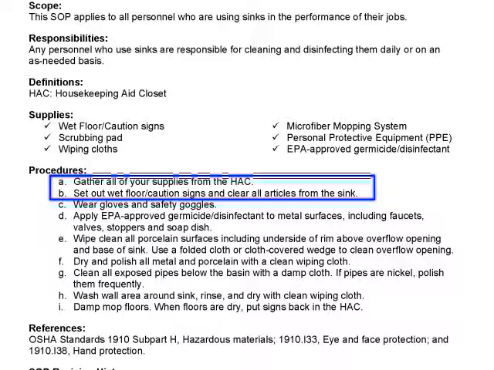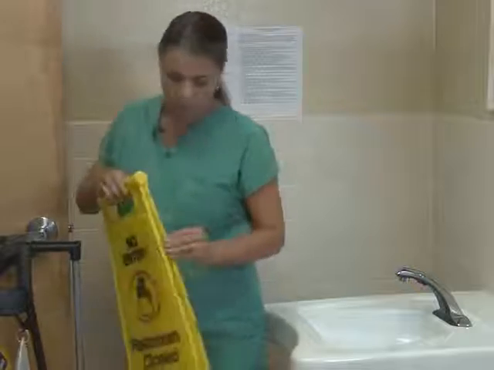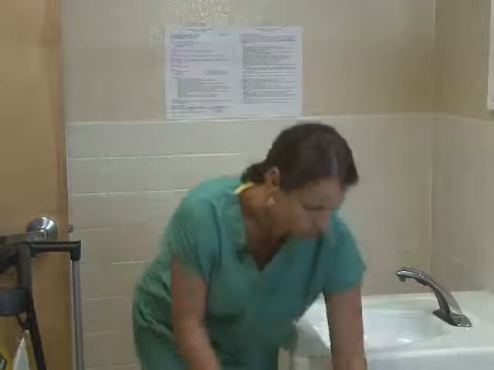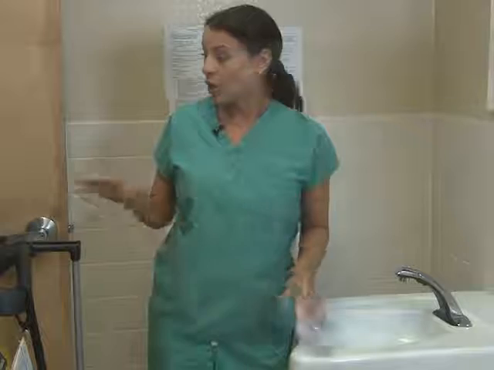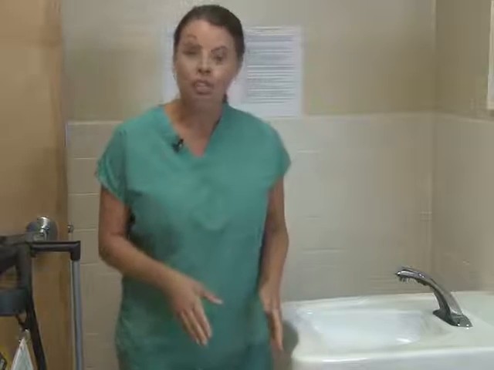Steps A and B of the procedure display. Gather all of your supplies from the HAC and set out wet floor caution signs and clear all articles from the sink. Marissa props up the signs and verifies the sink is clear. First, you go to the housekeeping aid closet and gather all your supplies, which I've already done. Now make sure to prepare the area that will be cleaned. This includes setting up caution signs to ensure the safety of passersby.